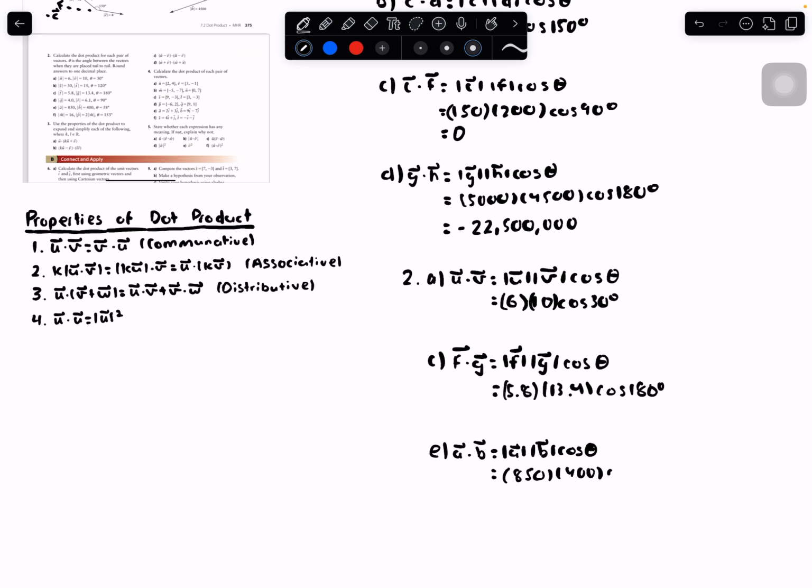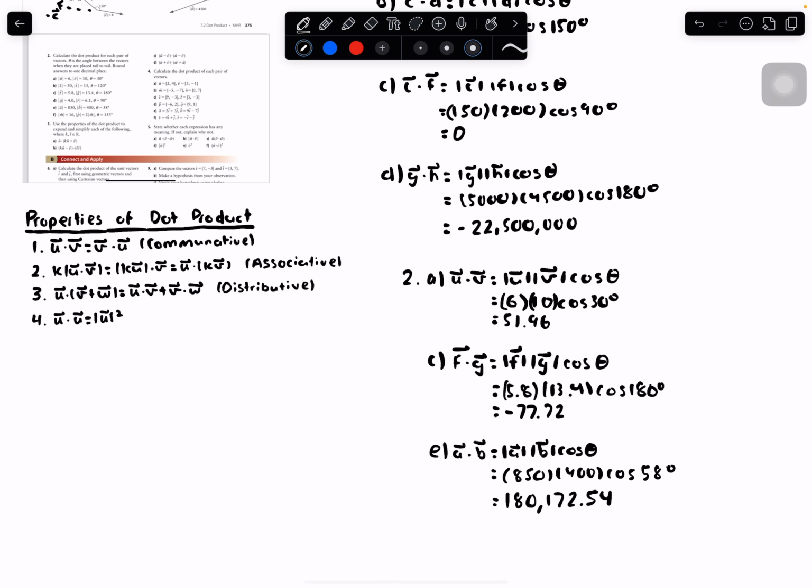This work is quite tedious, it's all just plugging into your calculator. No really technical algebra involved here. Six times 10, cosine of 30. We get 51.96. 5.8 times 13.4, cosine of 180, minus 70.72. 850 times 400, cosine of 58, 180,172.54.